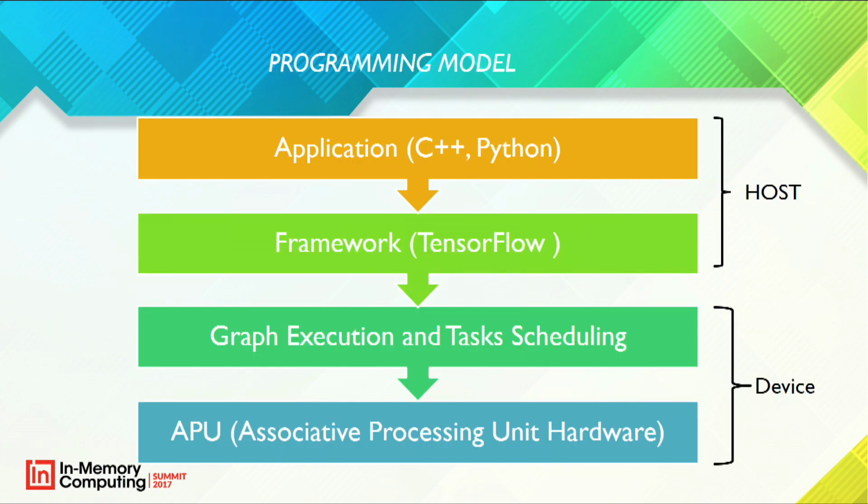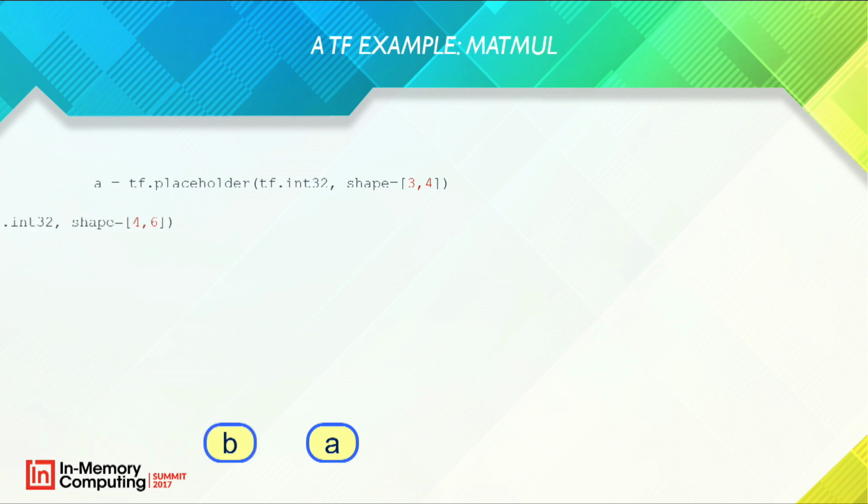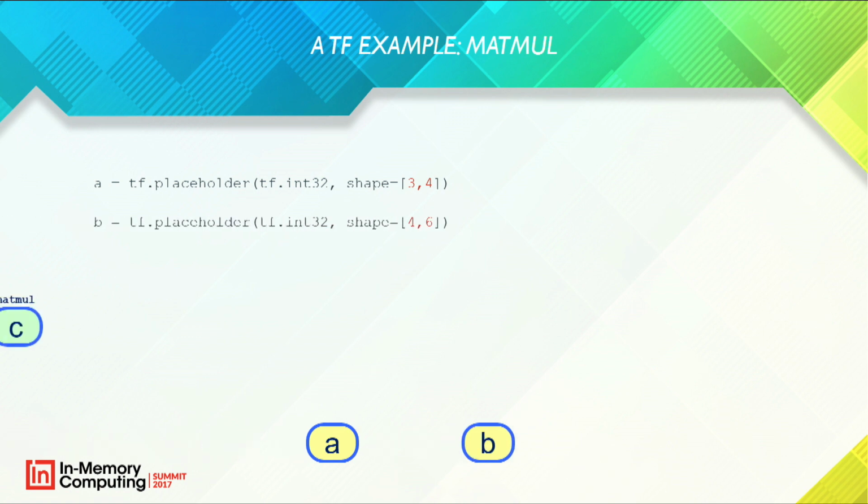A programming model: we can write an application in C++ or with Python. There is a framework right now with TensorFlow. TensorFlow is more machine learning oriented. It is converted to a graph execution and then run on the APU. For example, this is a function if you want to do some multiplication with TensorFlow. We take Tensor A, Tensor B, and we can do the multiplication.